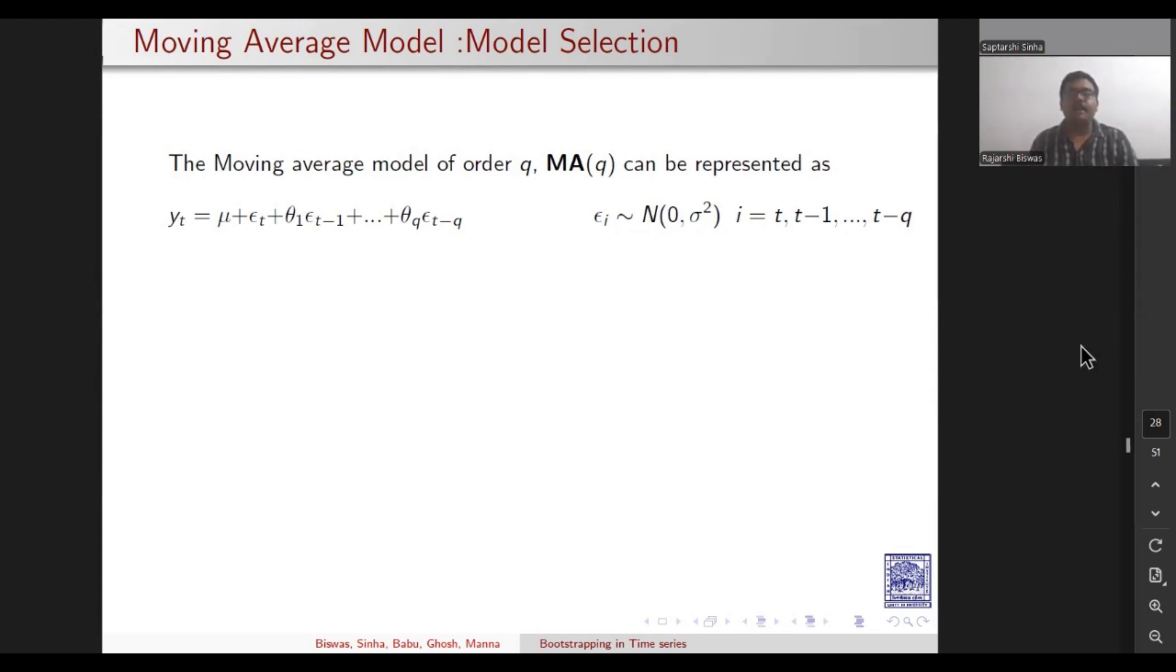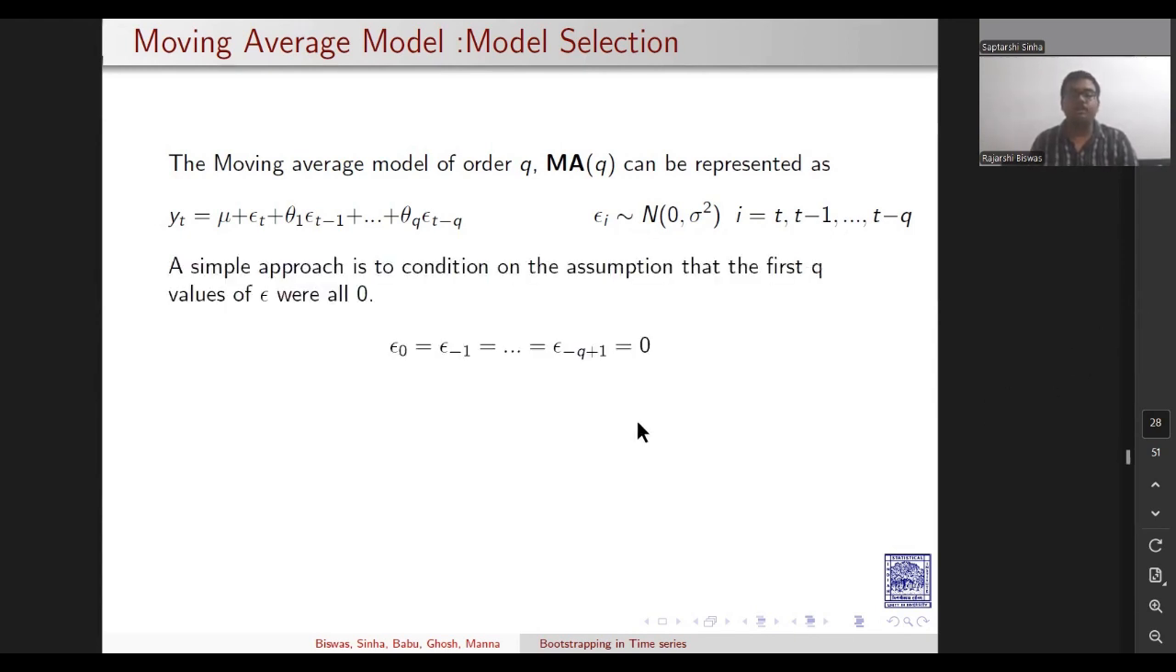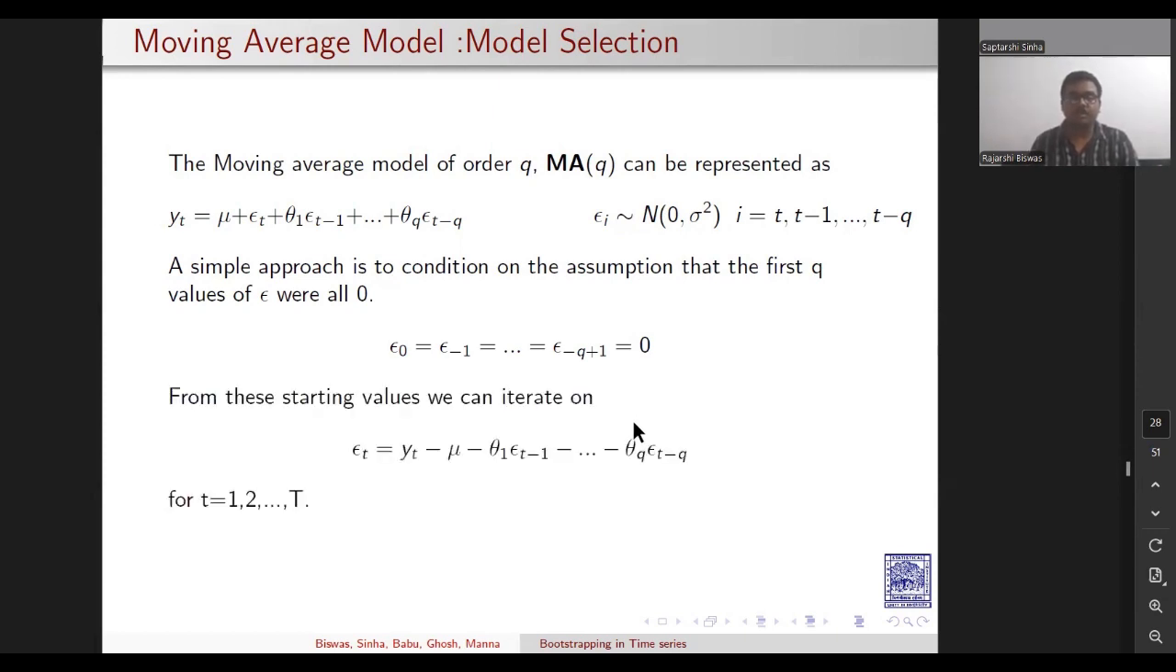Now we will try to estimate theta. How will we do that? A simple approach is the assumption that the first q values of epsilon were all 0. That is, epsilon_0 = epsilon_(-1) = ... = epsilon_(-q+1) = 0. For these starting values, we can iterate on epsilon_t for t equal to 1 to T, where capital T is the total number of data points we have.